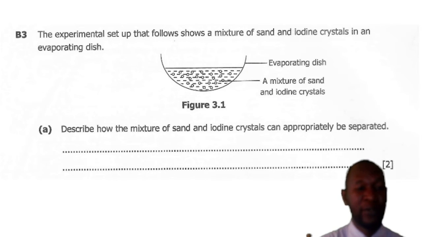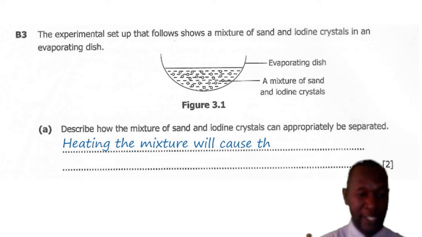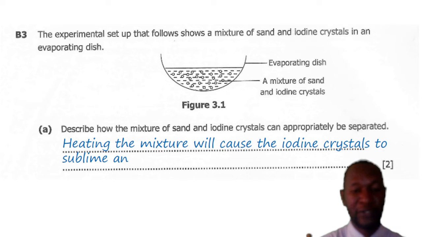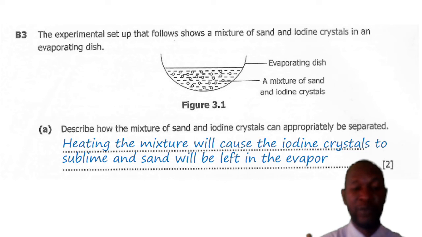B3. The experimental setup that follows shows a mixture of sand and iodine crystals in an evaporating dish. Part A. Describe how the mixture of sand and iodine crystals can appropriately be separated. To separate the mixture of iodine and sand, we are going to use sublimation. Heating the mixture will cause the iodine crystals to sublime and the sand will be left behind in the evaporating dish.